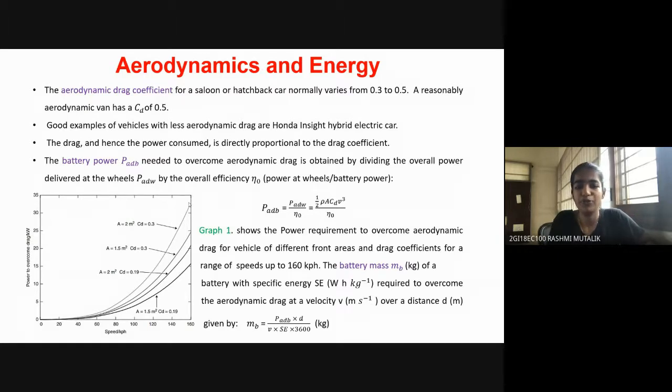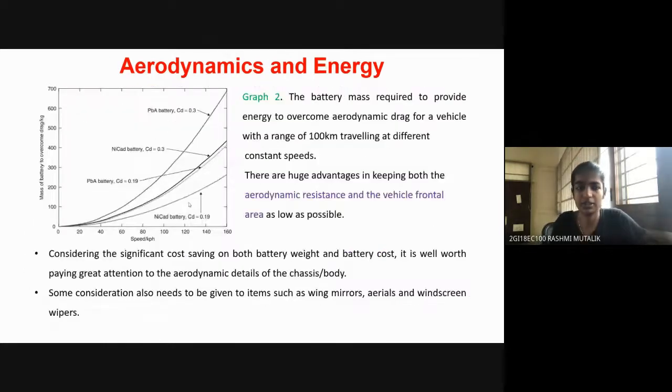The formula for battery mass MB is given as PADB into D divided by V into the specific energy into 3600 kgs. This is the formula for the battery mass MB. Okay, so this is the graph that represents the speed in kilometers per hour versus the mass of the battery that is required to overcome the drag.